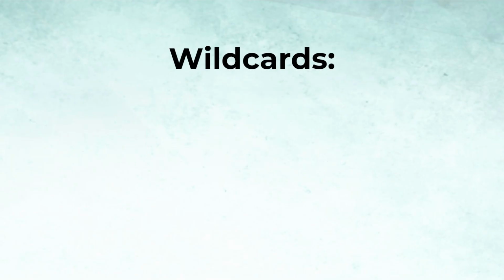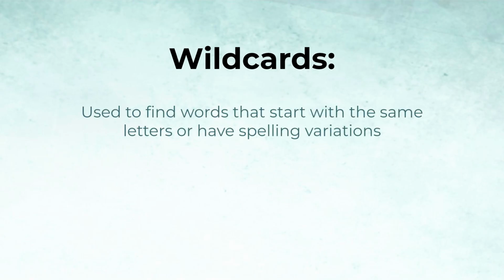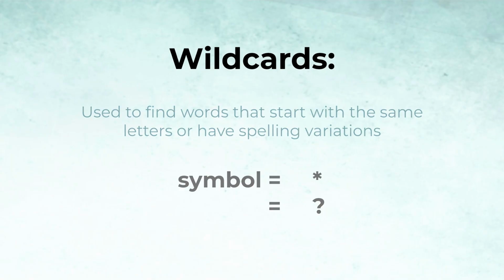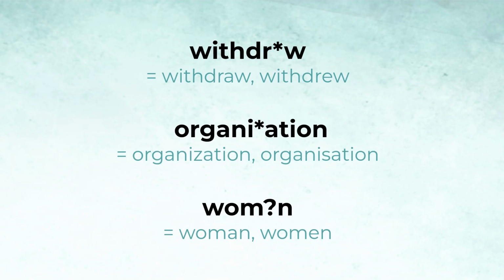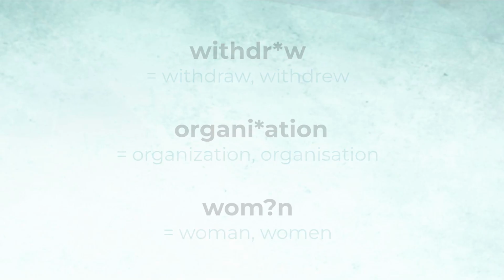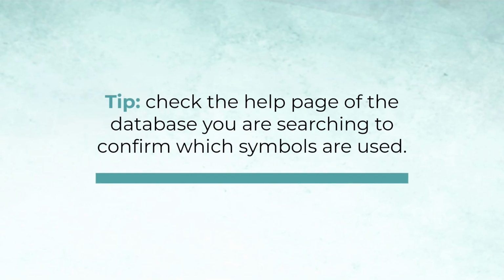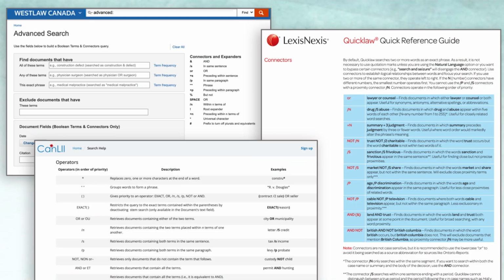The wildcard symbol is used to broaden a search by finding words that start with the same letters. The symbol for wildcard is typically an asterisk or a question mark. Using an asterisk or a question mark in place of a letter indicates that any character can be used in that space in the search results. Here are some examples. Depending on the database you're using, the wildcard symbol may be different. You can check the database help page for more information.